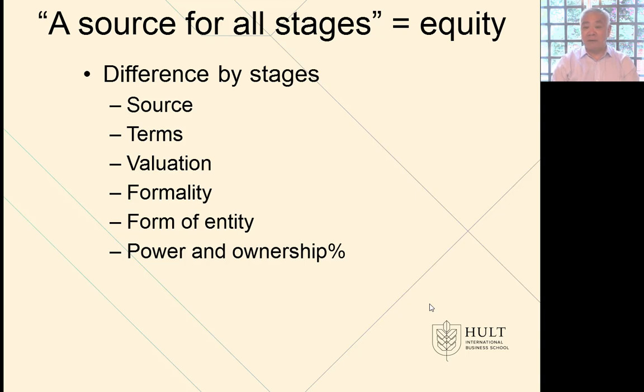Terms are very different. Your initial capital would be common stock, and over time, as you get institutional investors, they do not accept common stock typically. They want preferred stock. We'll go into all the details of why they do it and how the power of the preferred is shifted to the hands of the venture capitalists and angels.